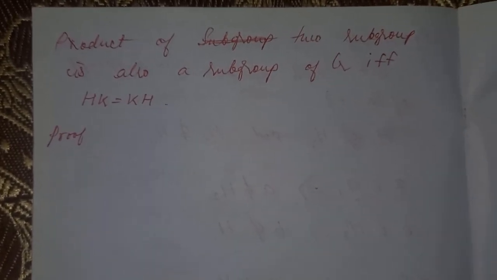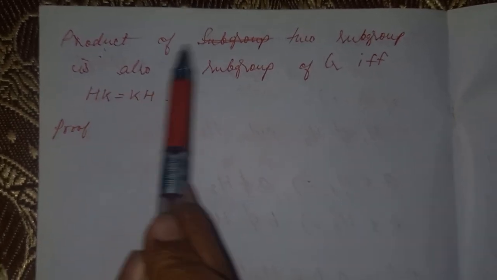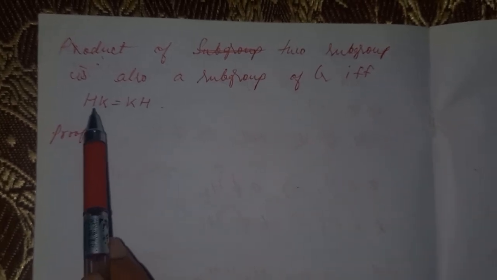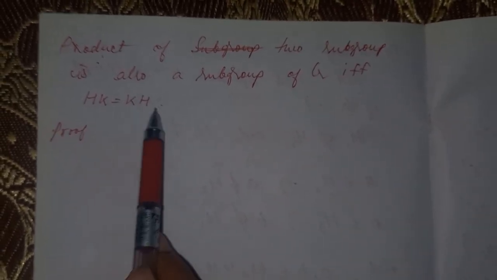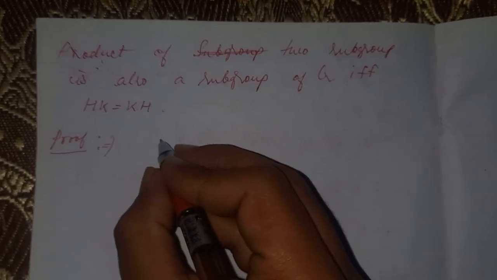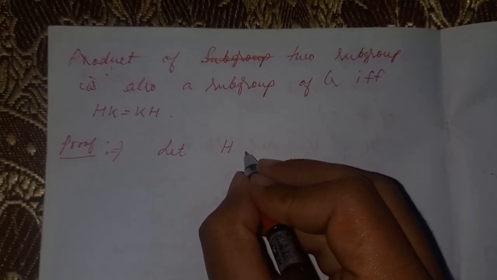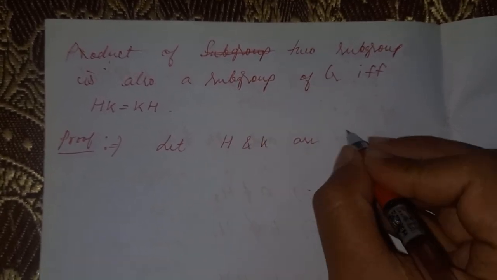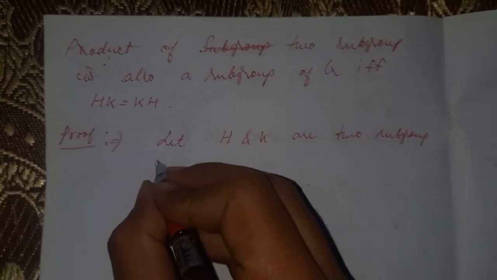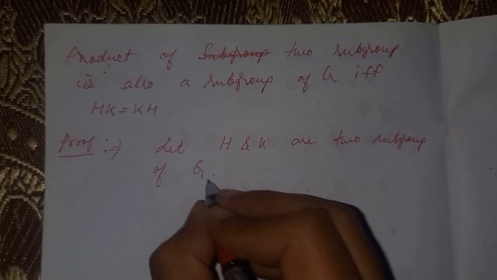Today in this video we will be proving a theorem which is: the product of two subgroups is also a subgroup of G if and only if HK equals KH. So first we'll consider that H and K are two subgroups of a group G.